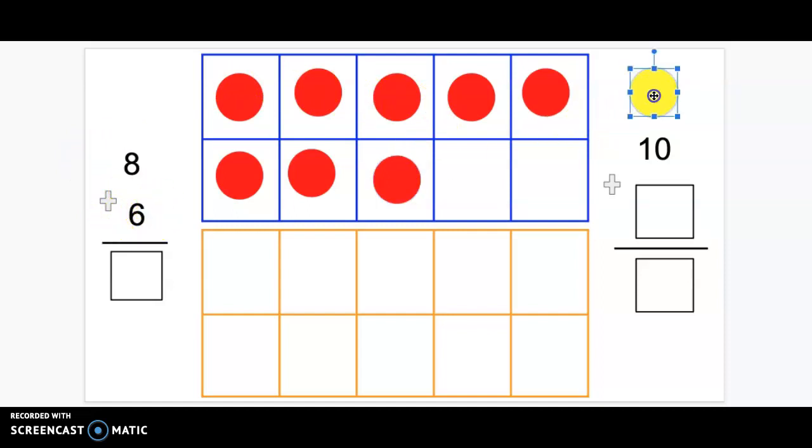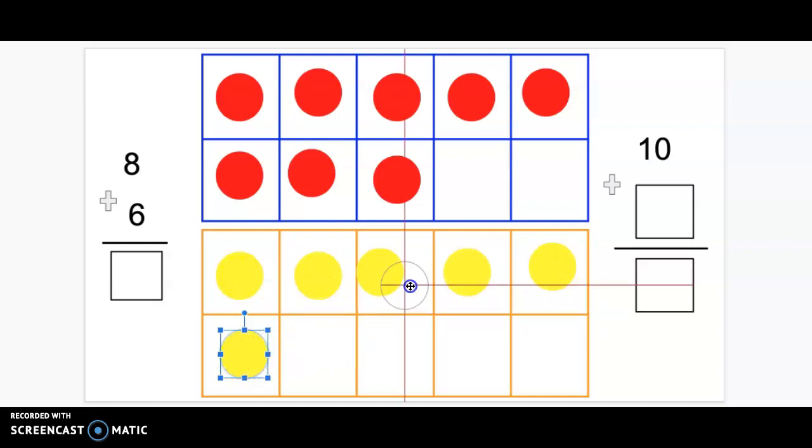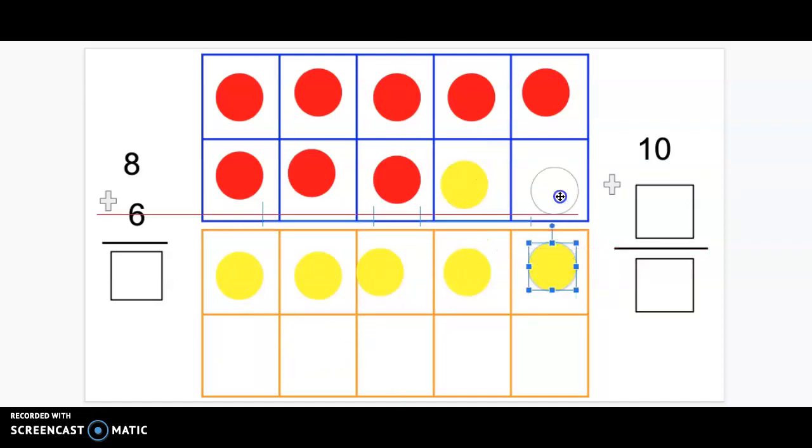We are going to use the bottom 10 frame and our yellow counters to help us represent the number 6. Here's 1, 2, 3, 4, 5, 6. Now again, let's make a 10. I am going to take 2 of the yellow counters from the bottom. Here's 1, 2 to complete my 10 frame.